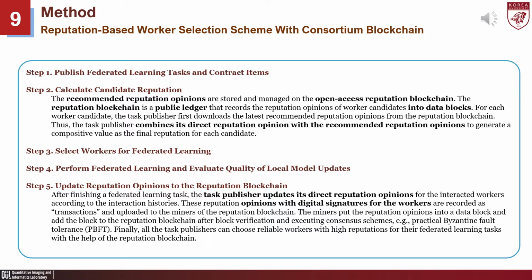The reputation-based worker selection scheme with consortium blockchain includes 5 steps. Step 1. The task publisher publishes the federated learning task and contract items. Step 2. Calculate the candidate reputation. Step 3. Select workers for federated learning. Step 4. Perform federated learning and evaluate the quality of the local model updates. Step 5. Update the reputation opinions to the reputation blockchain.